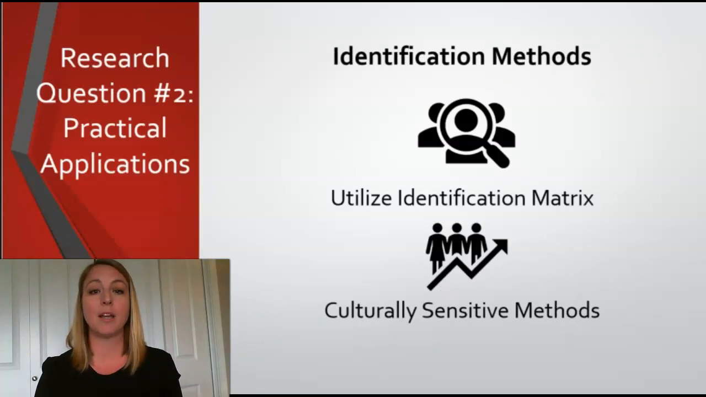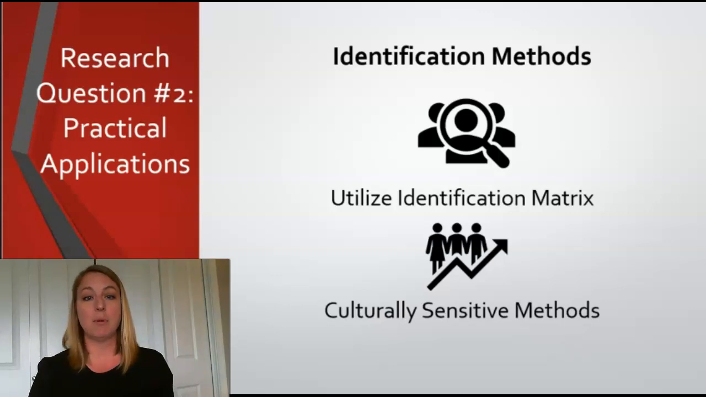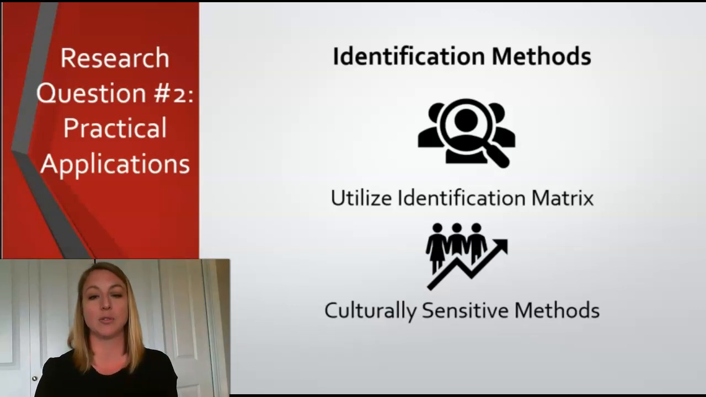The second practical application suggested is the use of an identification matrix included in culturally sensitive identification methods. An identification matrix uses multiple methods of identification in conjunction to measure both academic and social traits. It can include various things like universal screenings, group norms, and nonverbal assessments. It is important to include culturally sensitive identification methods within the matrix so as to accurately identify all students that are in need of gifted services.